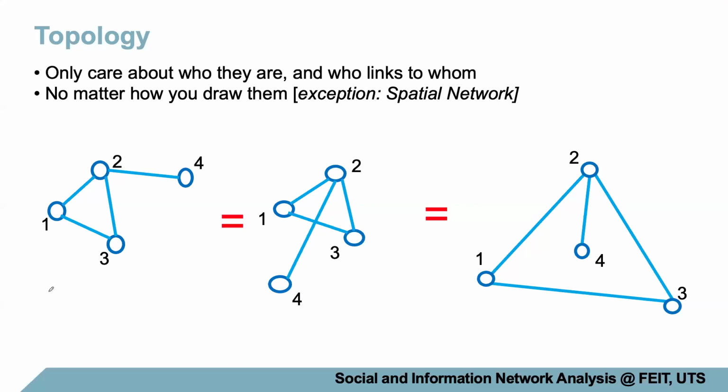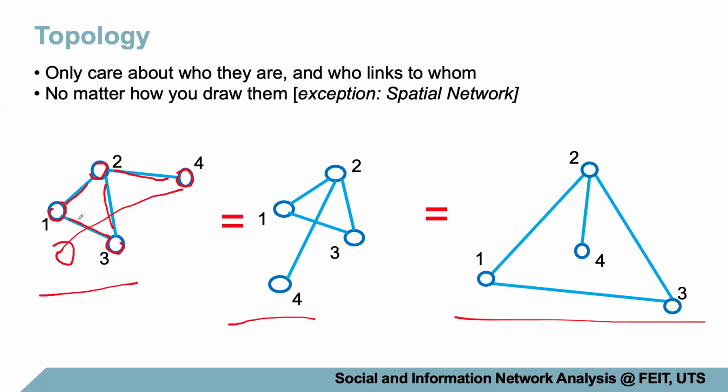For example, here we see 3 different layouts of a graph, but actually they are the same. We can see 1, 2, 3 form a triangle here, and 4 is connected to 2. If you pull this node 4 to here, then it will be like this, the second graph. And for the third graph, we just put the fourth node inside the triangle. So topologically, they are the same. They can be described as the same graph.